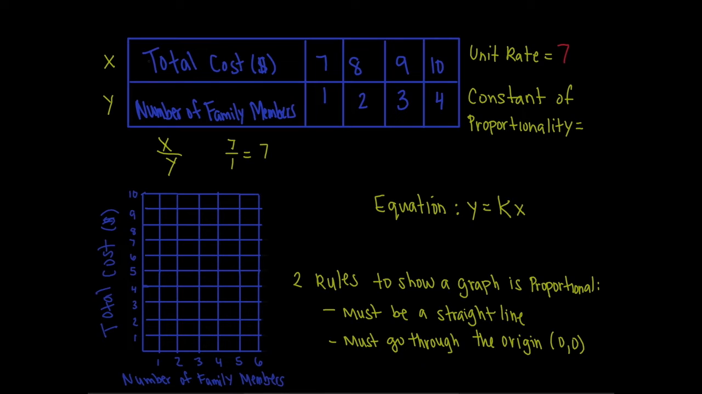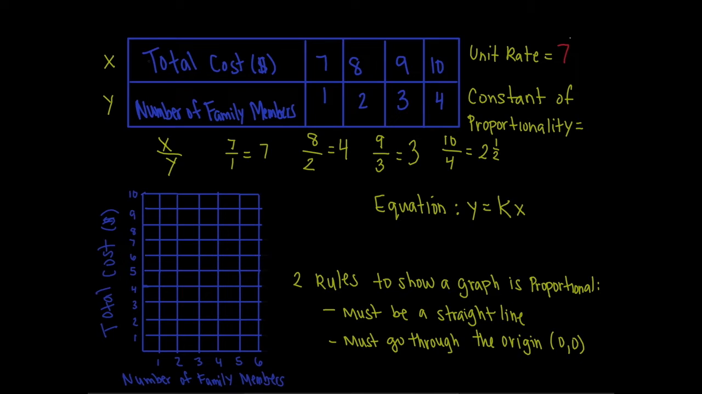Okay, now we can continue and start the second. So I have the total cost of 8 and it would cost $2. Now this constant is 4. Okay, so then we have 9 over 3. This constant is 3. Then we have 10 over 4, and 10 divided by 4 is 2.5.